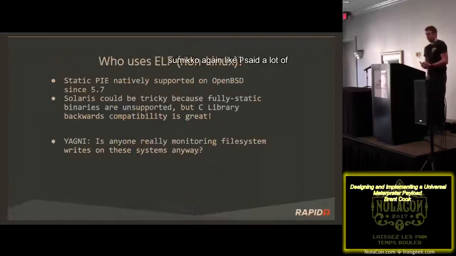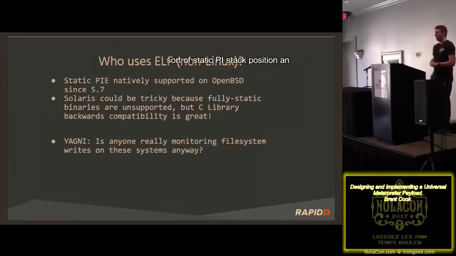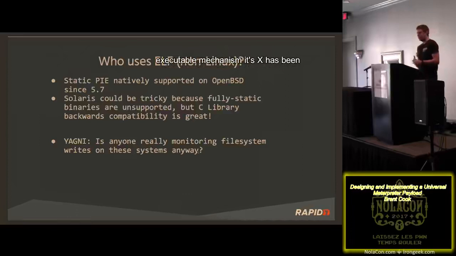Let's zoom back out. Like I said, a lot of people use ELF as a base format, which means if we target ELF, we get a lot of bang for the buck. In addition, this static position independent executable mechanism has been in OpenBSD since 5.7. So it's a great way to package portable shellcode, if you can exploit it, into OpenBSD. A few other Linux distributions like Alpine Linux are based completely around this concept. Solaris doesn't even have static linking, so you can build just a normal program and it works everywhere on Solaris. It's really great.